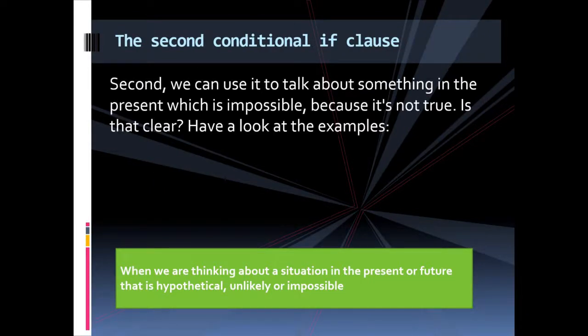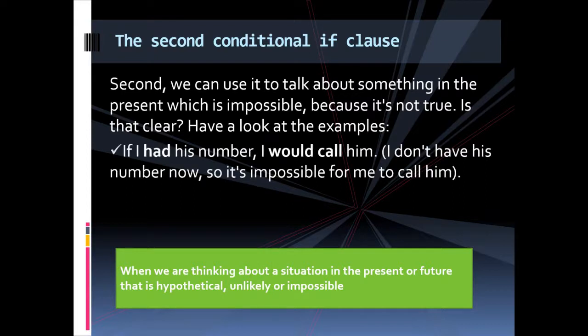The second conditional if clause has a second use, which is we can use it to talk about something in the present, which is impossible because it's not true. Is that clear? Have a look at this example. If I had his number, I would call him. Right now, I don't have his number, right? So it's impossible for me to call him. So here we can see that when we are thinking about a situation in the present or future that is hypothetical, unlikely or impossible, that time we are going to use the second conditional if clause.